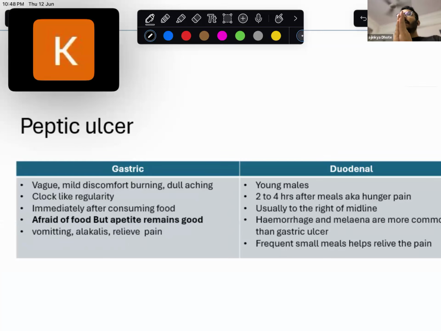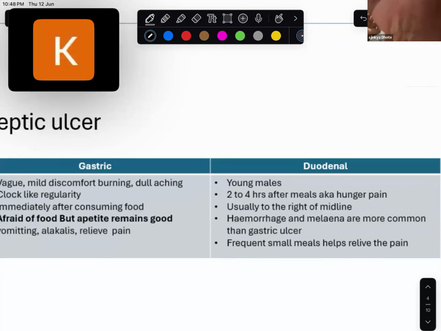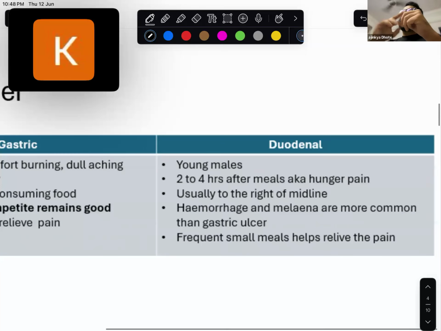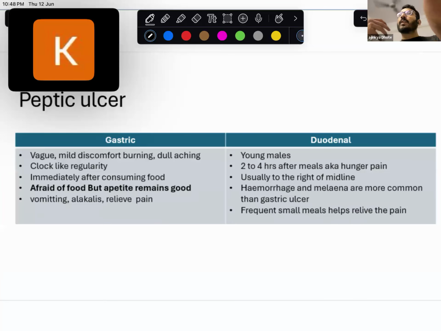Clock-like regularity, exactly. Because the patient consumes food in three intervals, the pain will be in three intervals. Unlike that, a duodenal ulcer will usually have a diffuse, long-lasting type of pain. There's no specific time for when the pain will be. It can be either 2 hours after food or 4 hours after food, based on when the gastric emptying is happening in that patient.